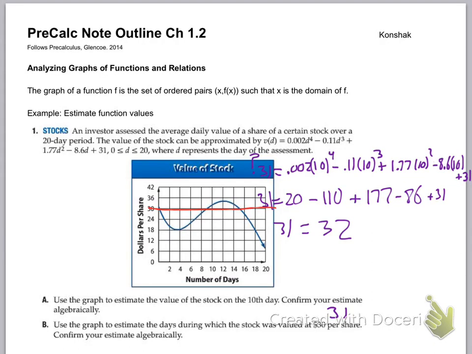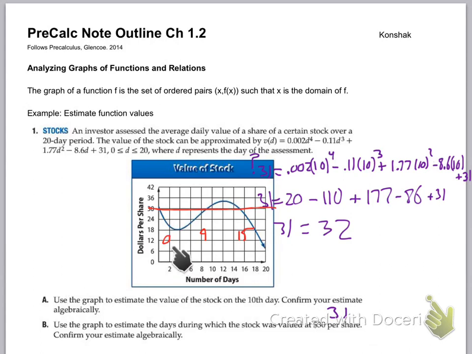Okay, after having some technical difficulties here, now we're back. What we're going to do is estimate where our values are hitting that $30 mark. If I'm looking at the graph, it looks like it's at 0, at 9, and at, let's say, 15. So 0, 9, 15, if I was using the graph to estimate where those values are.